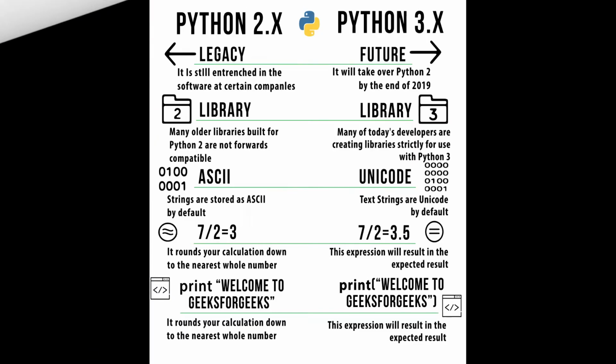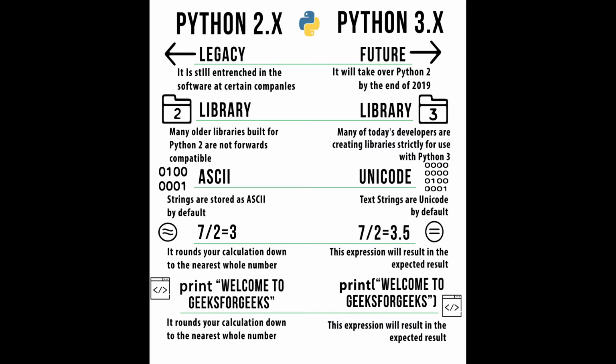According to GeeksforGeeks and Stack Overflow, it was observed that Python 3.x would replace Python 2.x by 2019, and you can see now that's true. Now, point number 2, libraries. Many older libraries built for Python 2 are now forward compatible with Python 3. Many of today's developers are creating libraries strictly for use with Python 3. Now, talking about strings, Python 2.x strings are stored as ASCII by default, but Python 3.x strings are Unicode by default. Keep this in mind.